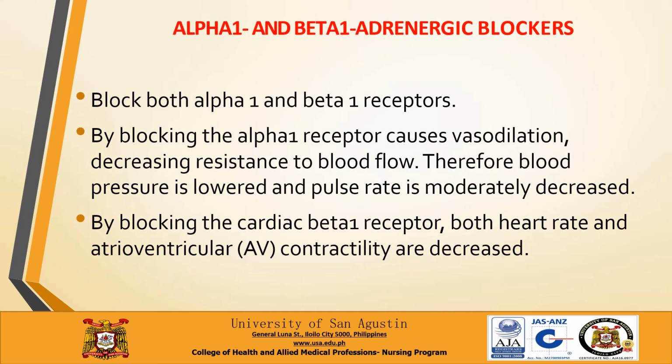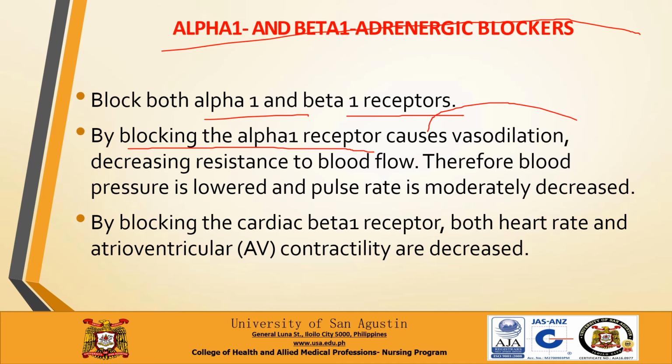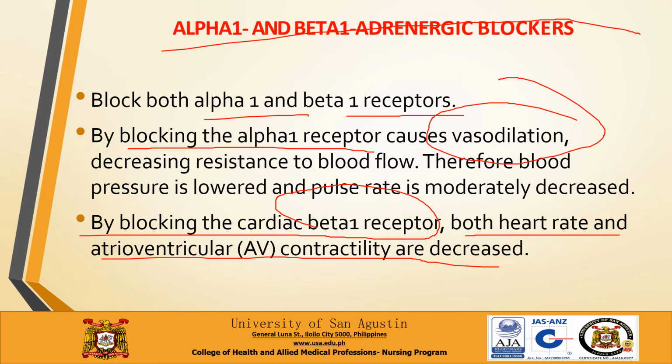And then alpha-1 and beta-1 adrenergic blockers, no? So it blocks alpha-1 and beta-1 receptors. Because by blocking the alpha-1 receptor, guys, it causes vasodilation. And by blocking the cardiac beta-1 receptor, guys, it could lower the heart rate. Both heart rate and atrioventricular contractility are decreased. Again, beta-1 and alpha-1 adrenergic blockers cause vasodilation, and decrease the heart rate and atrioventricular contractility.